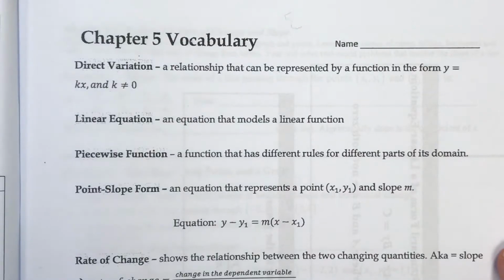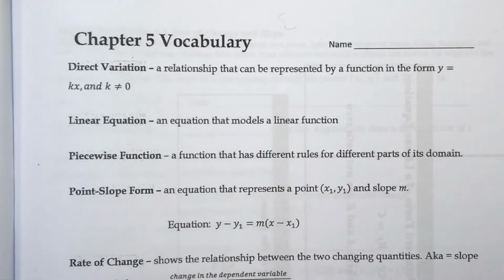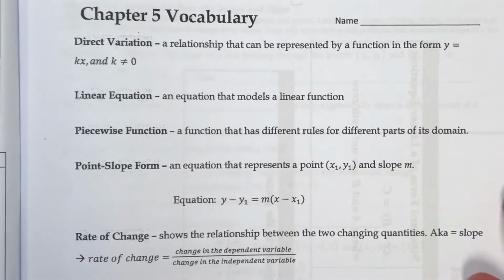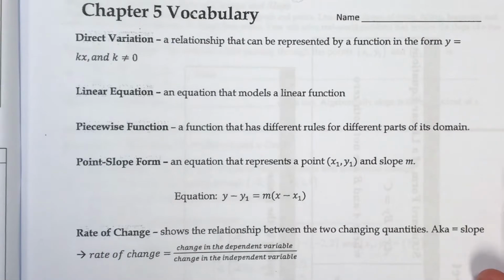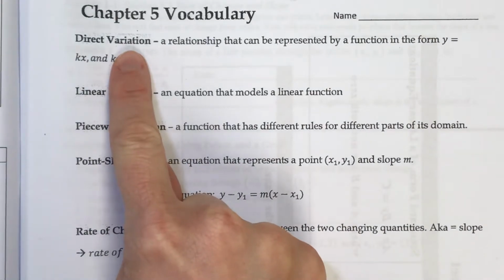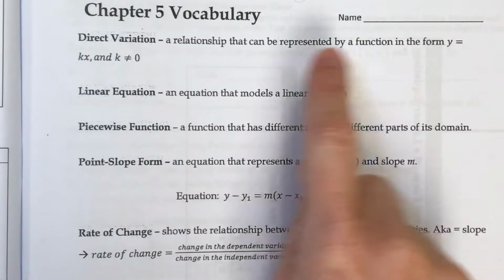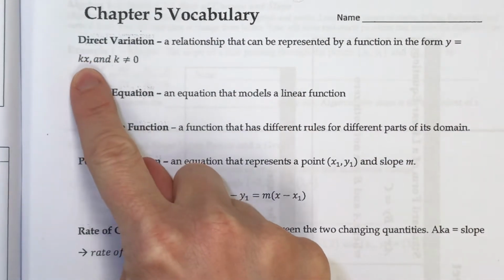In this video, I will do a quick review of the vocabulary that you're going to need for our chapter on linear functions. In my book, it's my chapter 5, but for any linear function chapter, this vocab would also work as well. So the first vocab word that I have here, direct variation, would describe a relationship that can be represented by a function y equals a number k times x.